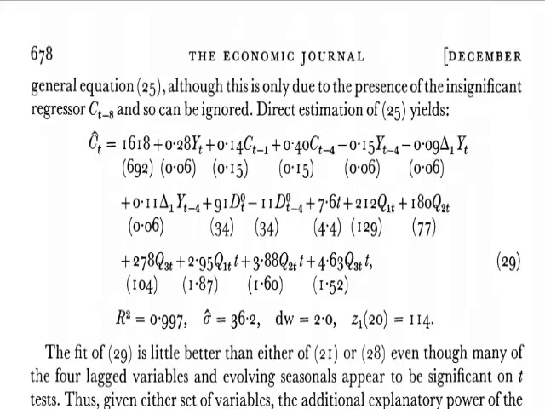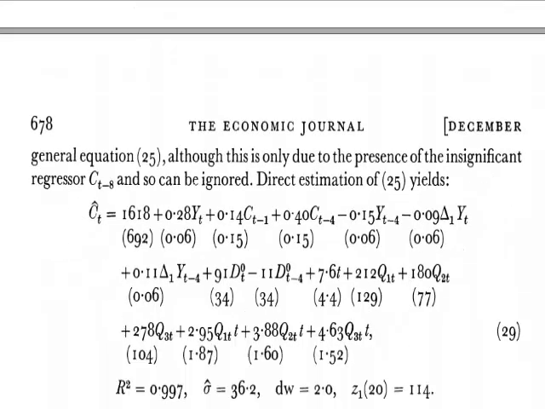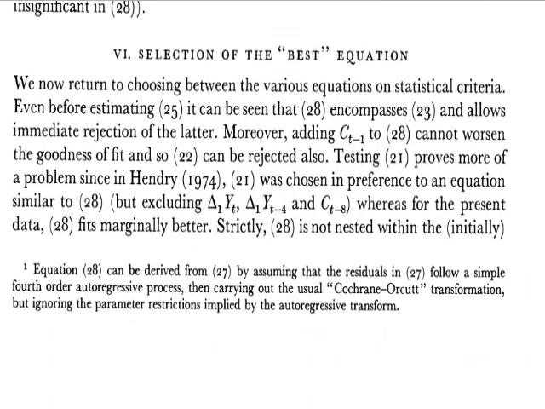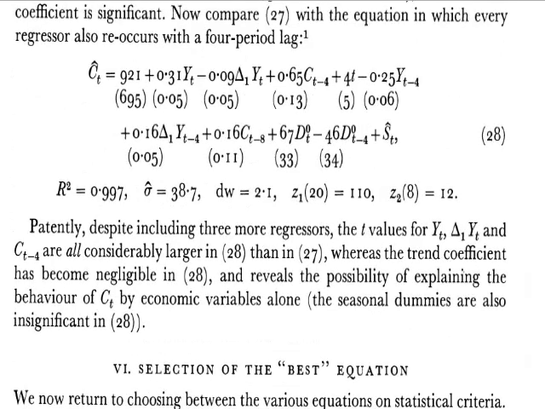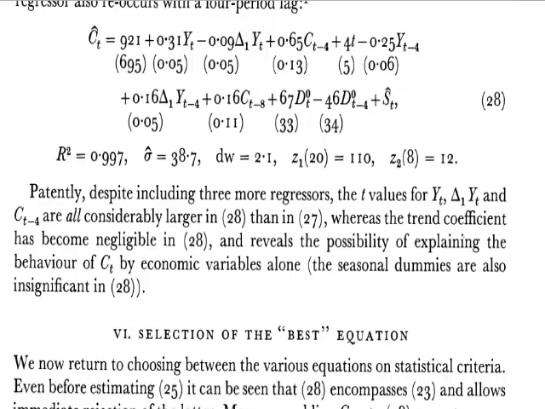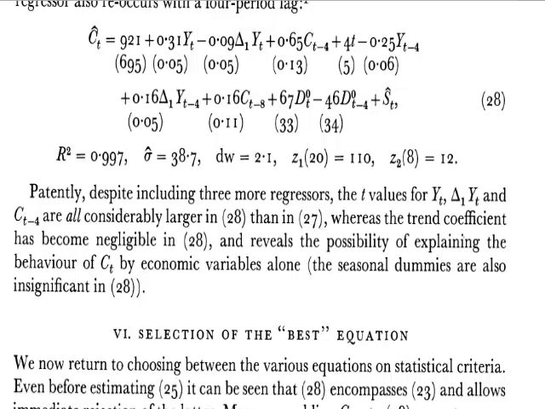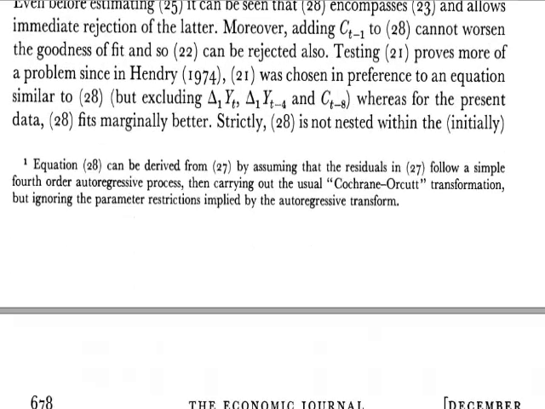So now he says that the fit of 29 is little better than either 21 or 28. 29, the sigma hat is 36.2. (28) is 38.7. So there has been a small drop in the standard error, but not much. So this means that putting in all of those additional variables has not helped a lot over 28.